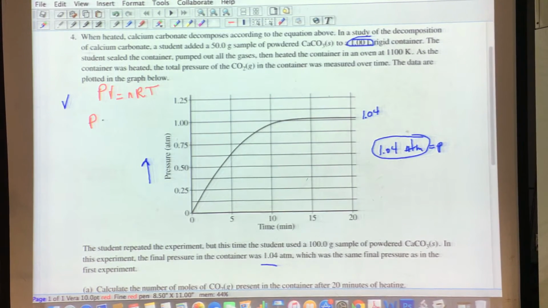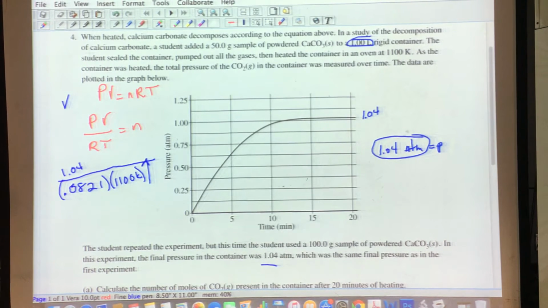It's just good review: PV equals nRT. Solve for moles: PV over RT is equal to n. If you remember the R constant, you have a couple of them, and you're going to use the one in atmospheres liters. I think it's 0.0821 atm·L per mol·K, that's your R from your reference table. Temperature has to be in Kelvin. We know that's 1100. And then I have my pressure, which is already in atmospheres, 1.04 atm at 20 minutes. And then my volume is 1 liter. Is it a 1 liter container? Yes. So clearly this is a quick PV.